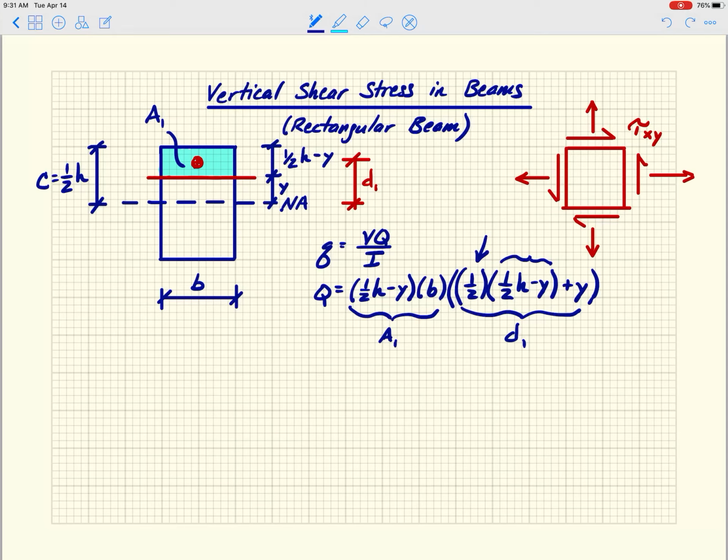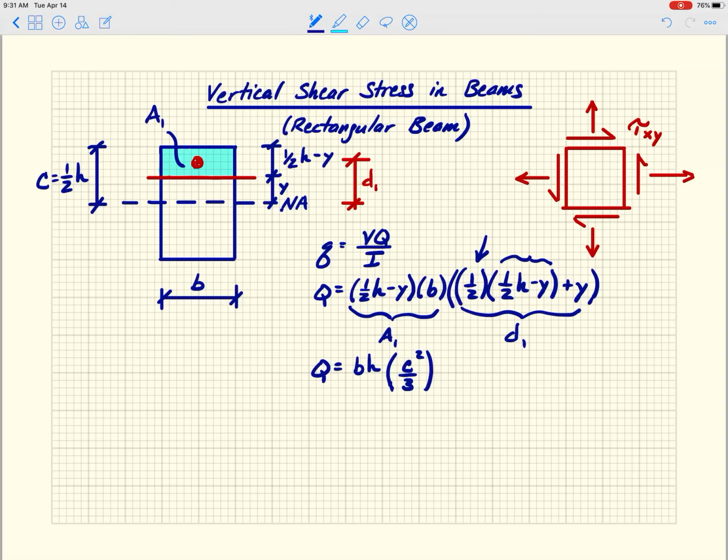All right, so if I work this out, I will get that Q equals b times h times c squared divided by 3. You can work that out on your own if you want, but it's pretty straightforward.